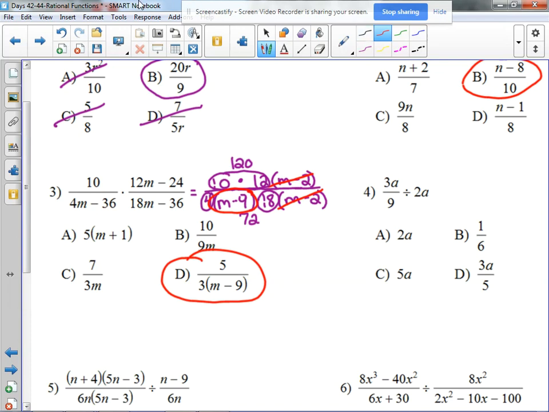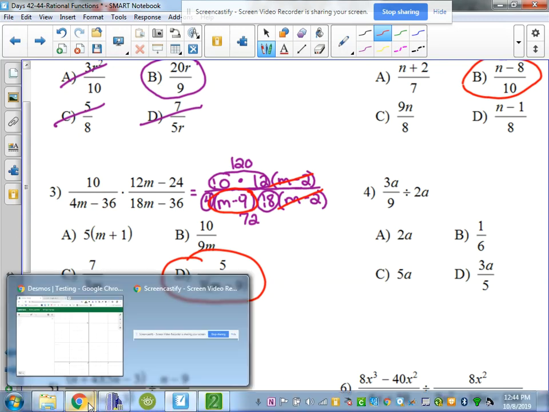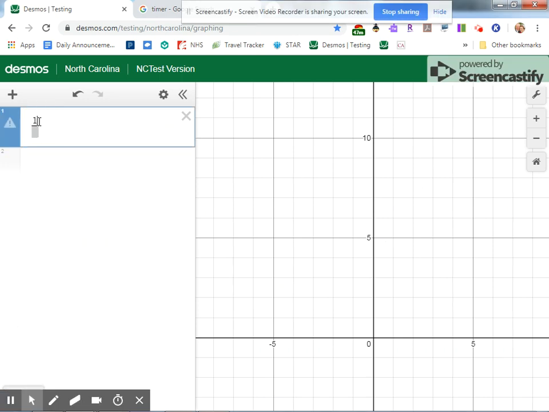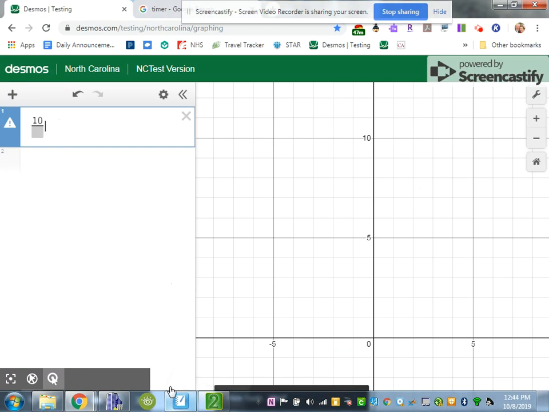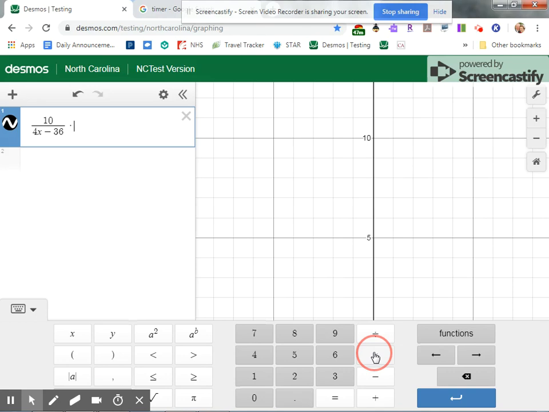Now, just in case you're a little unsure about that one, we can put this in Desmos, okay? You can type it in exactly how it looks. 10 over 4m, no, we don't use m, 4x minus 36 times, there's a times button down here when you click on the keyboard, times, or you can do Shift 8.